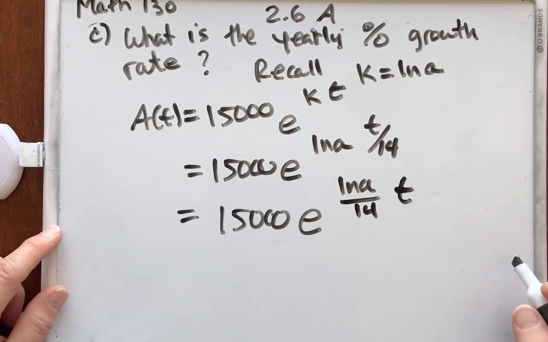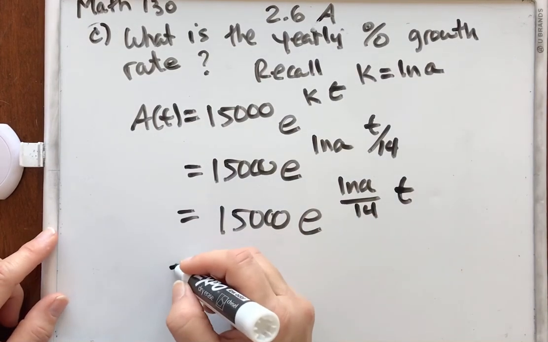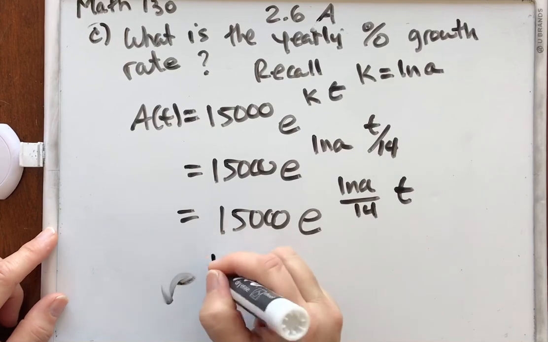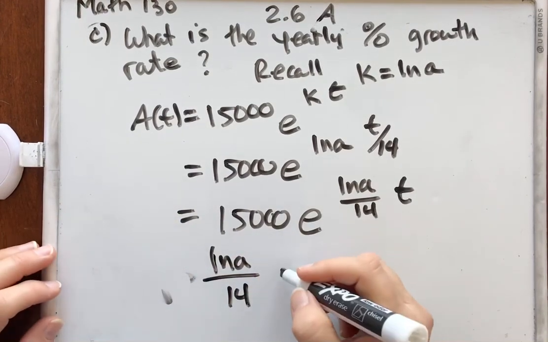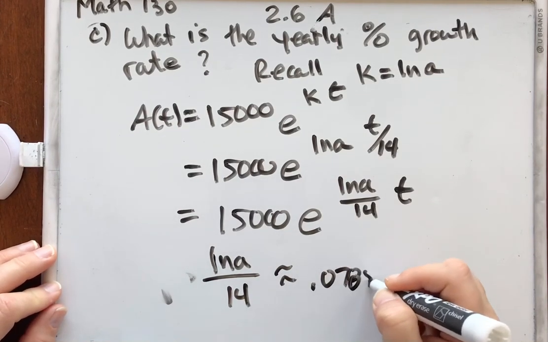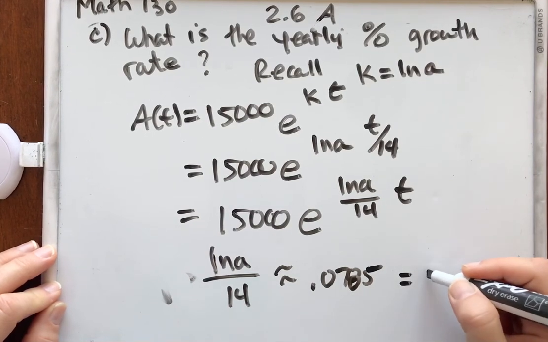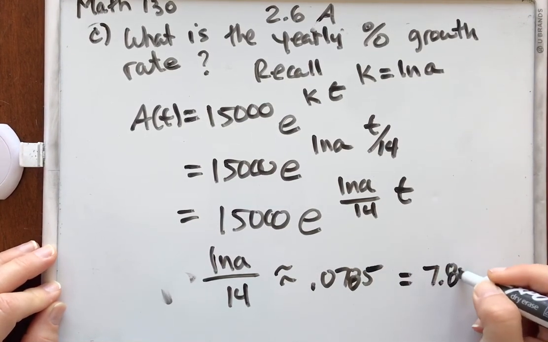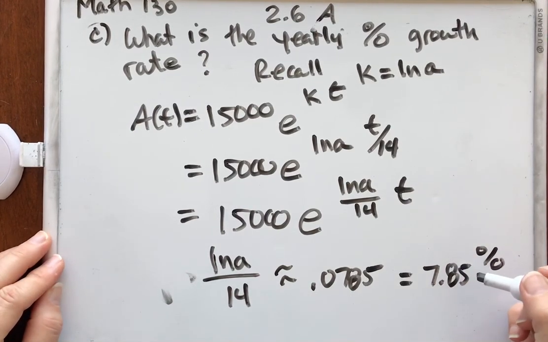Okay, so what is the percentage? We'll calculate ln of a over 14. Ln of a over 14 is approximately 0.0785. So we're going to change that to a percentage. That's 7.85%. So the yearly percentage growth rate is 7.85%.